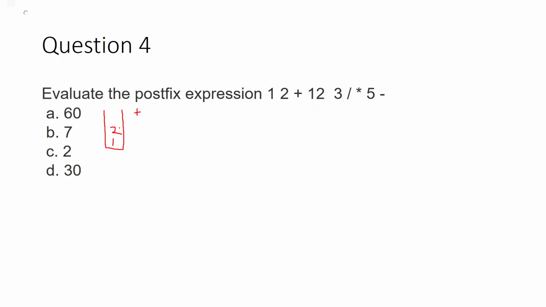Based on that rule, when we find the operator, we need to pop two elements from the stack. So 2 and 1 are popped: 2 plus 1. The result, that is 3, needs to be pushed into the stack. Then the next one is 12. We need to push it into the stack: 3, 12.